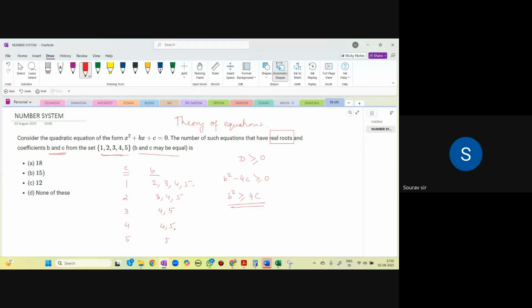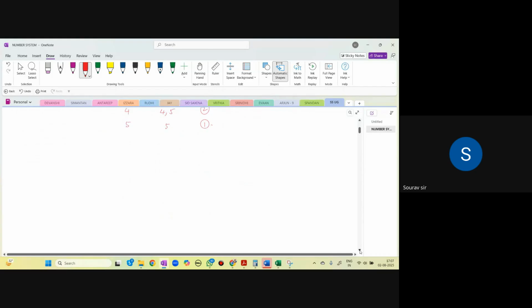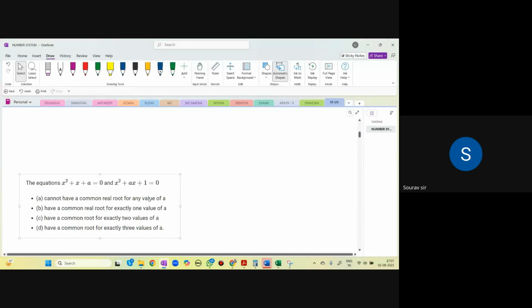So how many solutions? 4, 12. 3, 2, 2, 1. 12 solutions. Understood? Please stop me if you have any doubts.